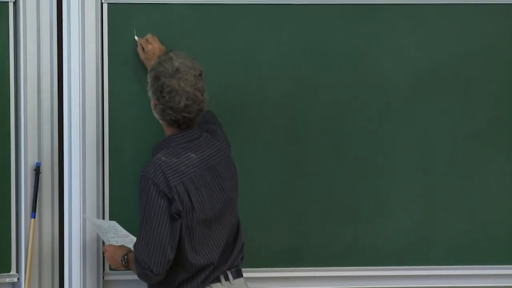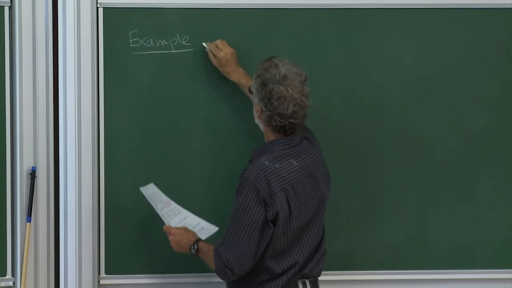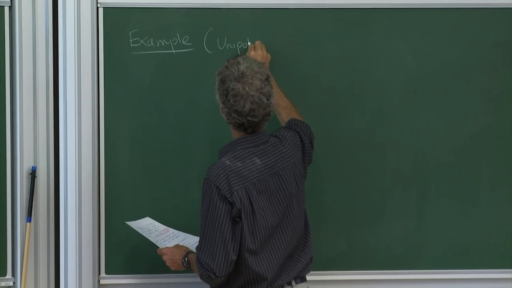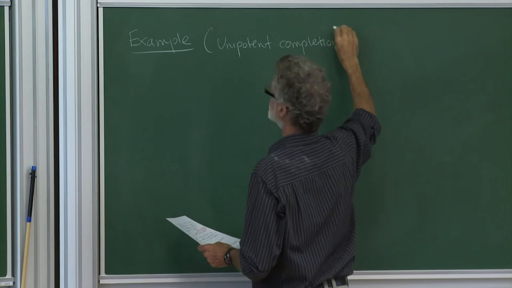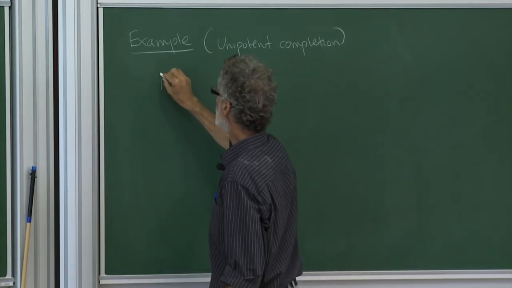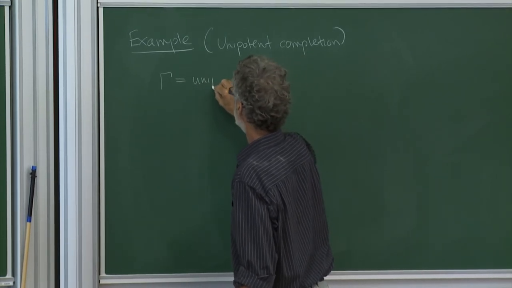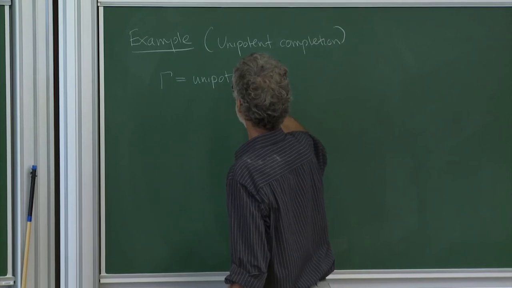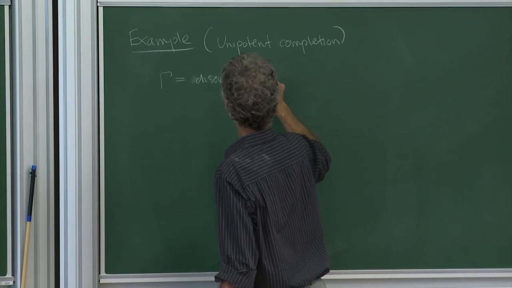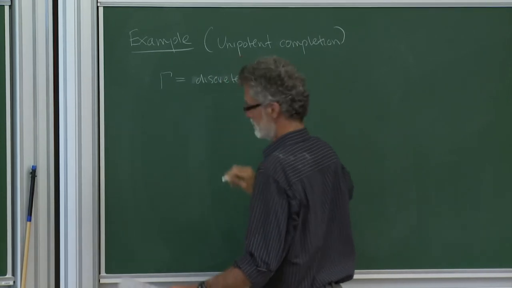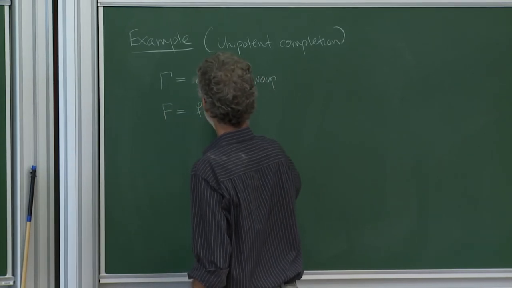So let's do an example, a more interesting example, unipotent completion. So how do you define the unipotent completion of a discrete group? Well, one way is to use Tannakian categories. Sorry, discrete group. And so F equals a field of characteristic zero.